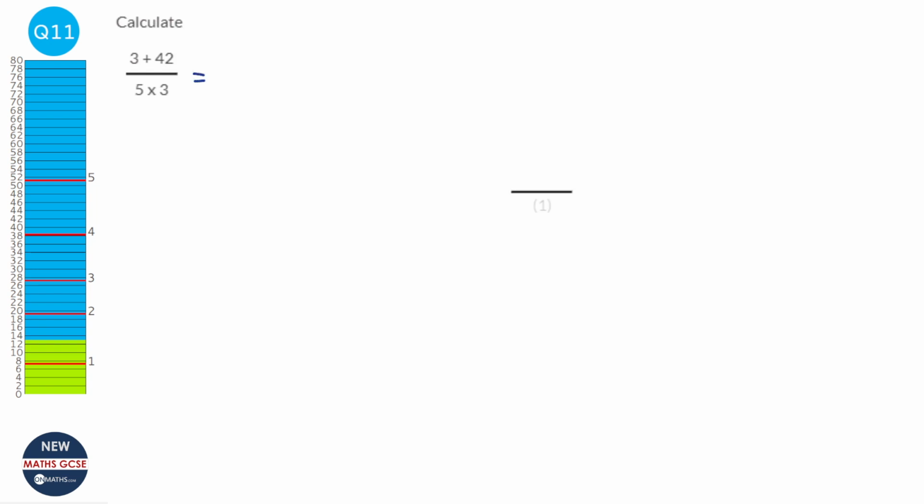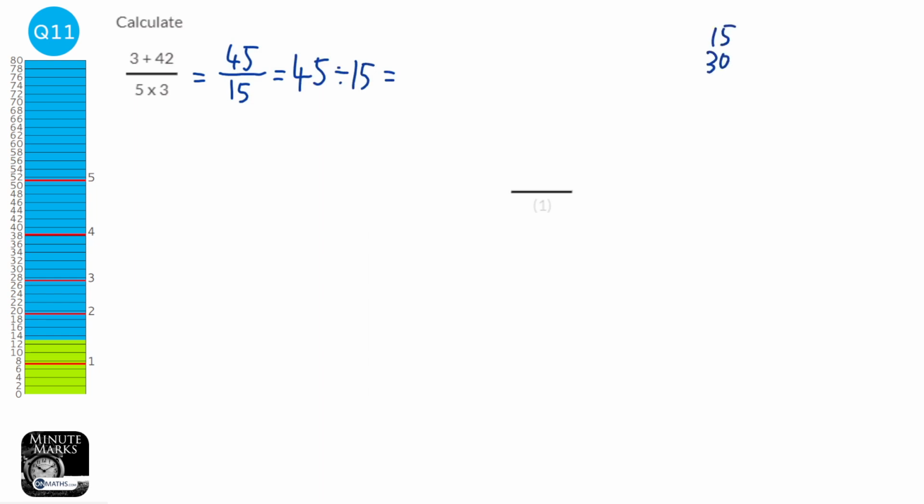To answer this question, we're going to find the answers to the numerator and denominator, then we're going to divide the two. So 3 plus 42 is 45. 5 times 3 is 15. And what this line means in the fraction, it means divide. So we're going to do 45 divided by 15. So I'm just going to go through the 15 times table and work out that's 1 times 15, 2 times 15, 3 times 15. So 3 15s in 45.